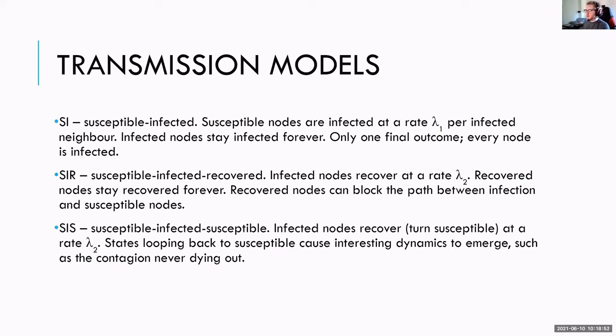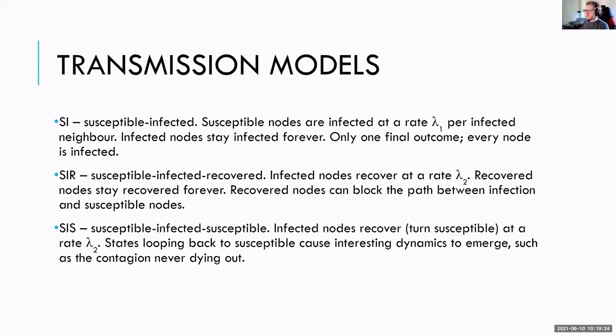Then we have the SIR model, susceptible, infected, recovered. Infected nodes recover at a rate lambda 2. Recovered nodes stay recovered forever, and recovered nodes can block the path between infected and susceptible nodes. So if there is a node that has many neighbors, and this node recovers, then it can effectively block the infection from those susceptible nodes.